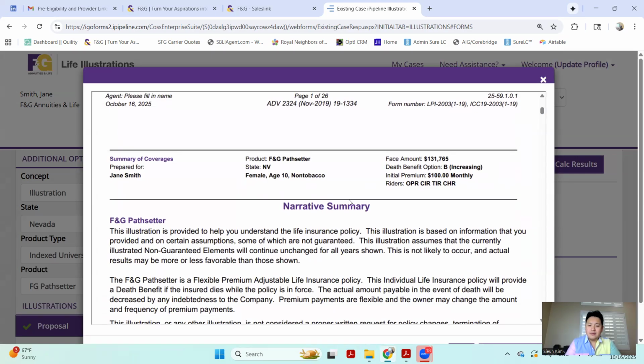So this is Jane Smith, female, 10 years old. Face amount $131,765. We didn't choose the face amount. If you remember, what did we solve for? We solved for max accumulation and income, and we chose a $100 monthly premium, right? So it calculated that the lowest face amount they can offer her to maximize the accumulation is $131,765. Initial premium is $100 a month.